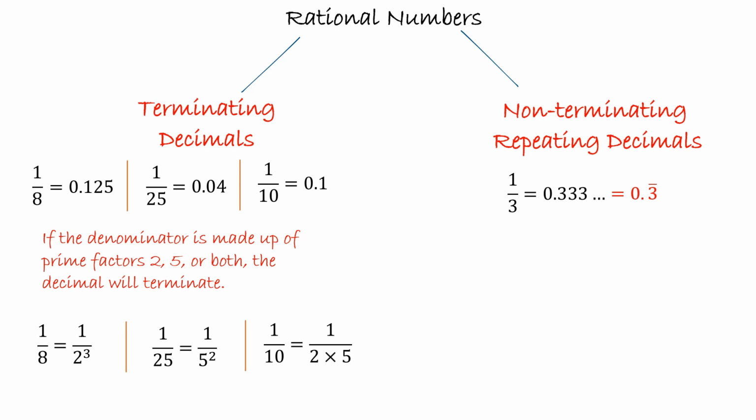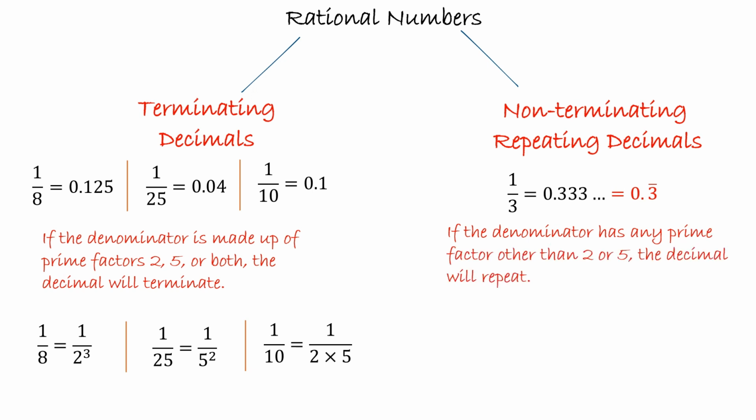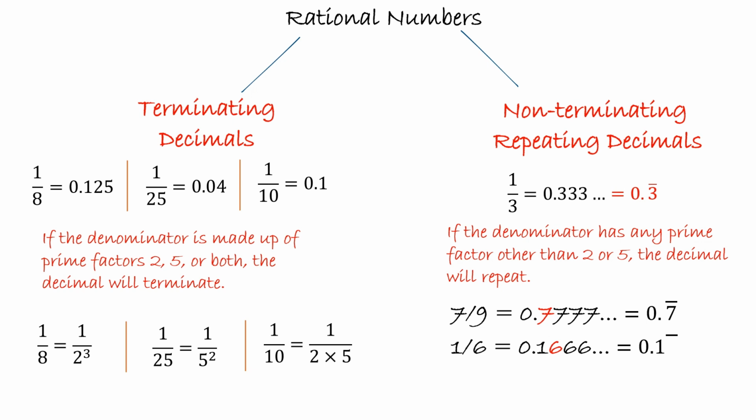To check for non-terminating repeating decimals, factorize the denominator. If the denominator has any prime factor other than 2 or 5, the decimal will repeat. For example, 7 by 9, 1 by 6, and 22 by 7.